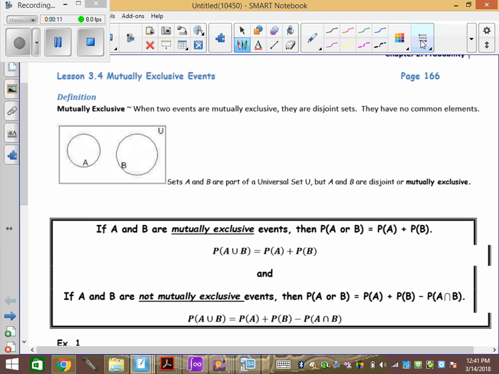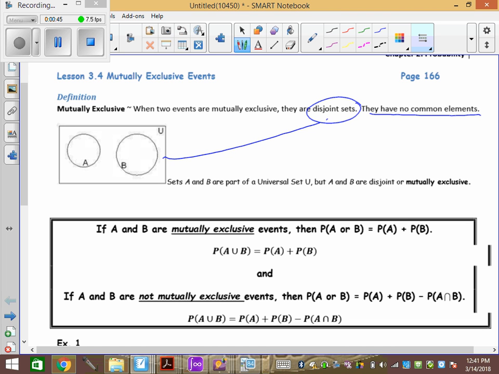Mutually exclusive. When 2 events are mutually exclusive, they are disjoint sets. They have no common elements. So if something is mutually exclusive, there's no common elements between the two. So if I said hearts and spades, they're completely different, correct? So they would be disjoint. But if I said hearts and threes, would they be mutually exclusive? No, because there is a 3 of hearts. So that's a problem. There's overlap, okay? So mutually exclusive means no elements in common, and it's a disjoint set.